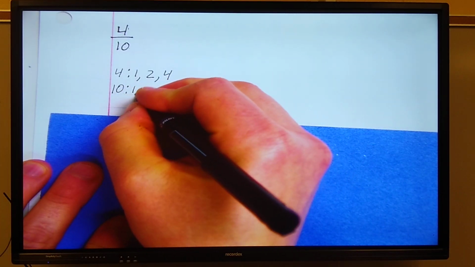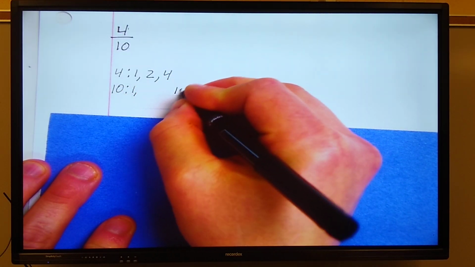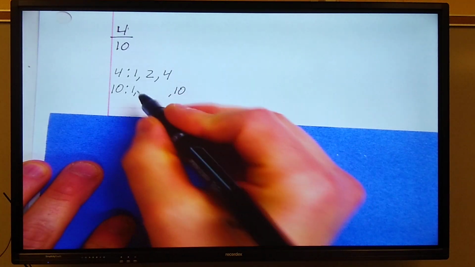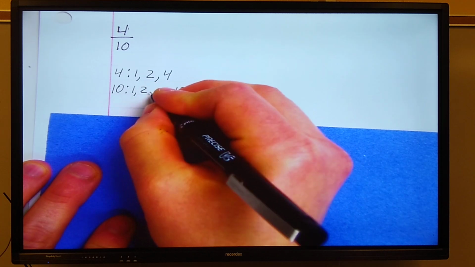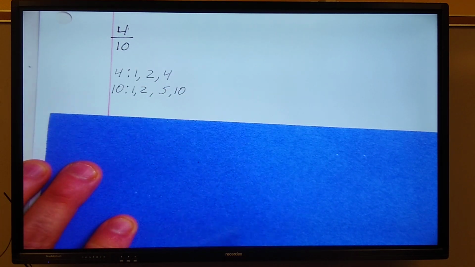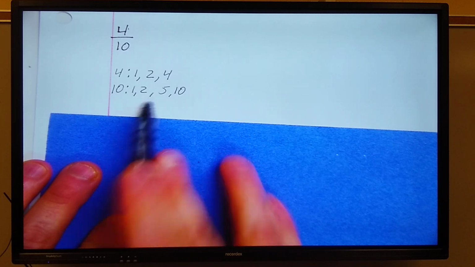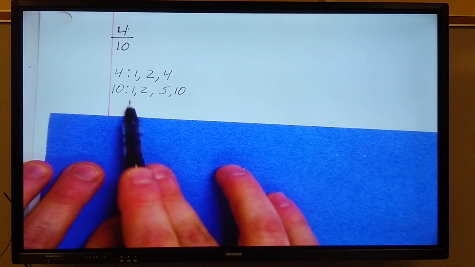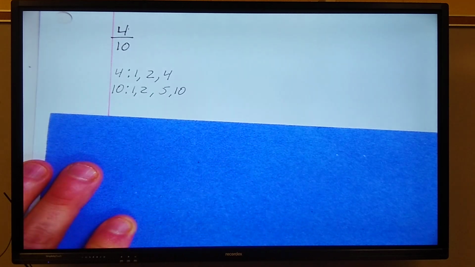Now let's do 10. I know that 1 times 10 is 10. Now let's go to the next number, 2. I know that 2 times 5 is 10. The next number is 3. There's nothing times 3 that equals 10. The next number is 4. There's nothing times 4 that equals 10. And then here's 5, so that means I'm finished. I've met in the middle.